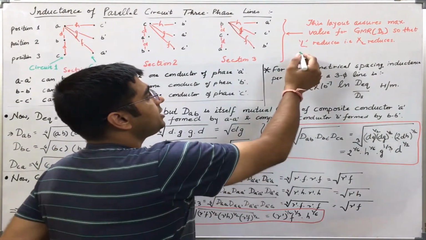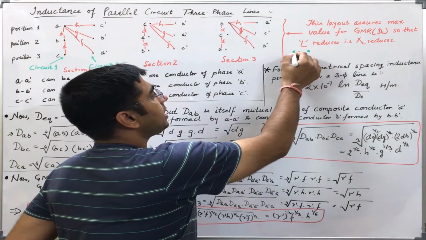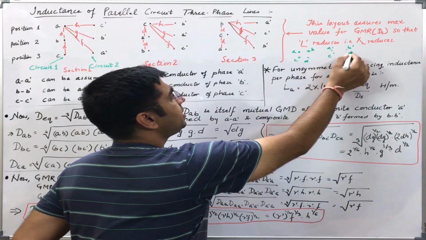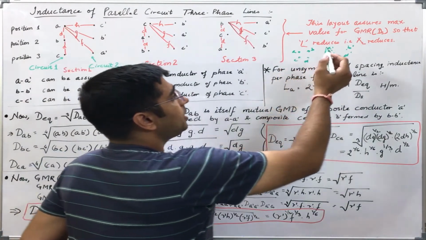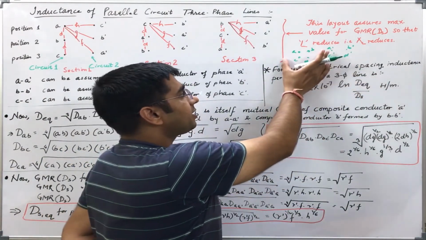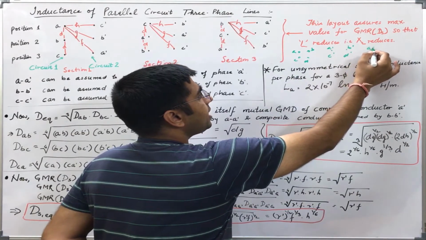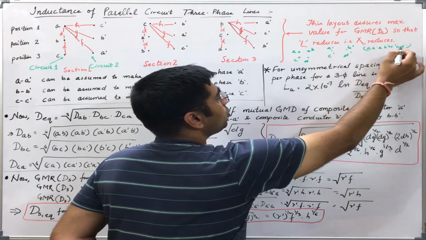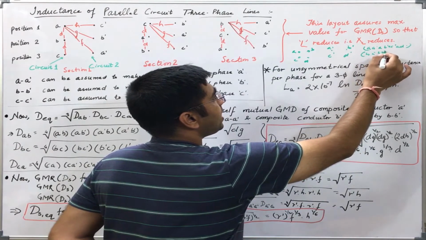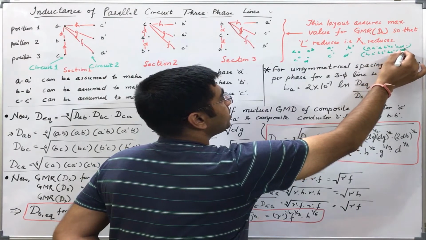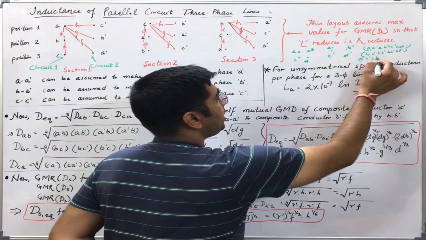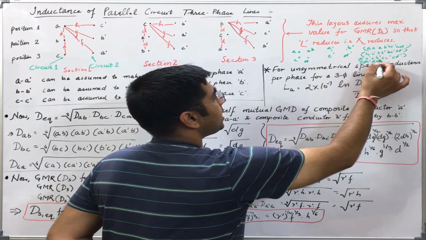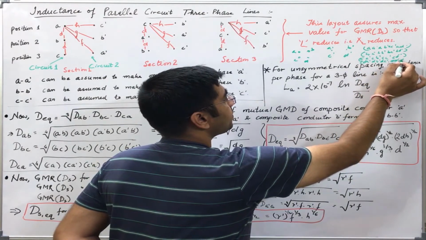If I have to calculate GMD between two groups of conductors, let us say A, B, C, D and A dash, B dash, C dash, D dash, what I will do is make all the possible pairs from conductor 1 to conductor 2. That is AA dash, AB dash, AC dash, AD dash, into BA dash, BB dash, BC dash, BD dash. Similarly, CA dash, CB dash, CC dash, CD dash, into DA dash, DB dash, DC dash and DD dash.